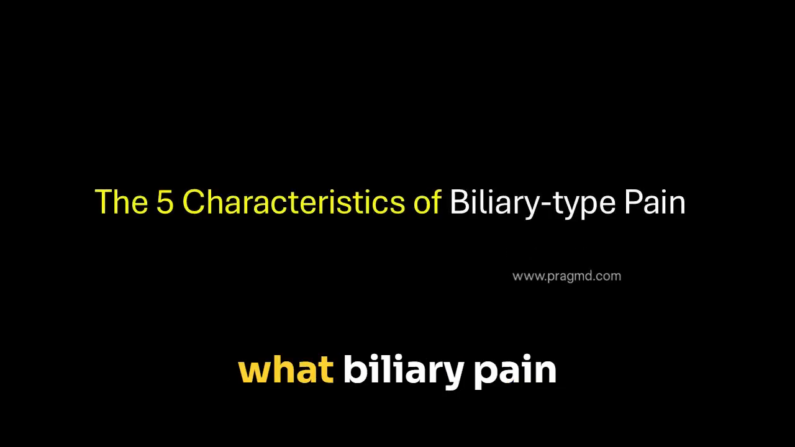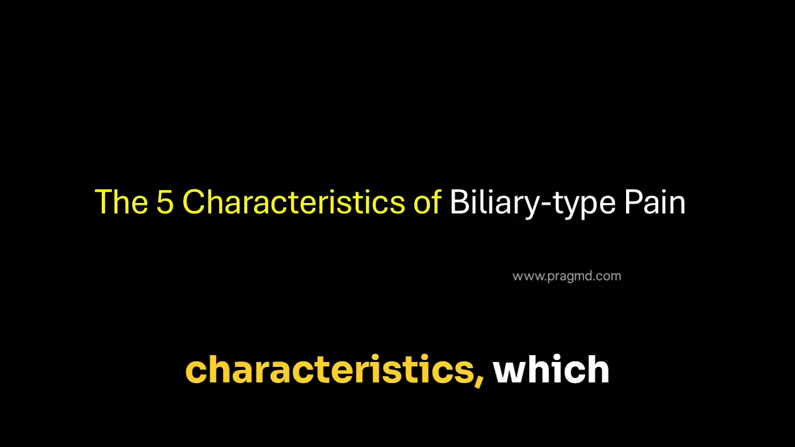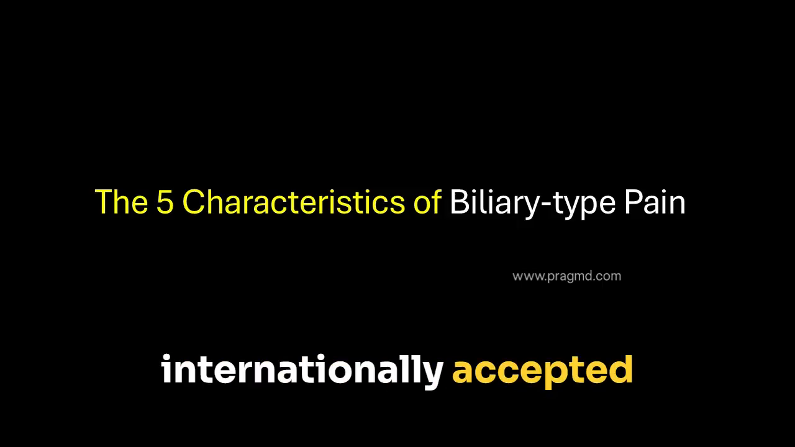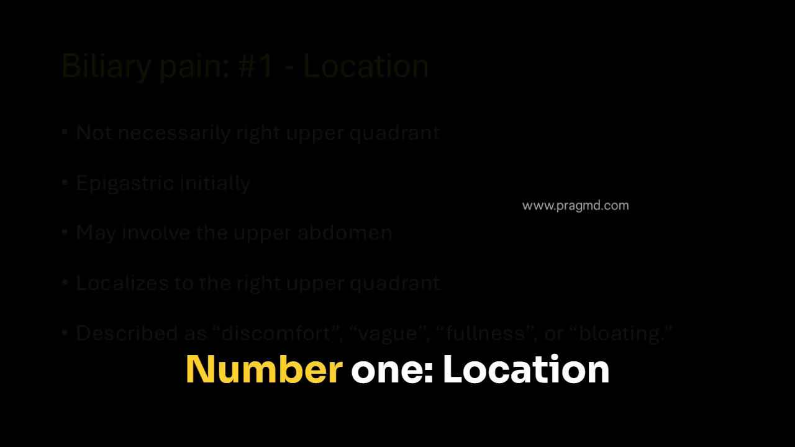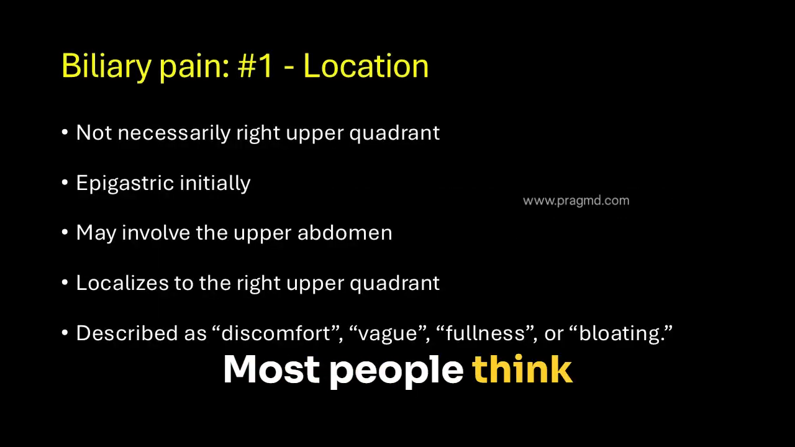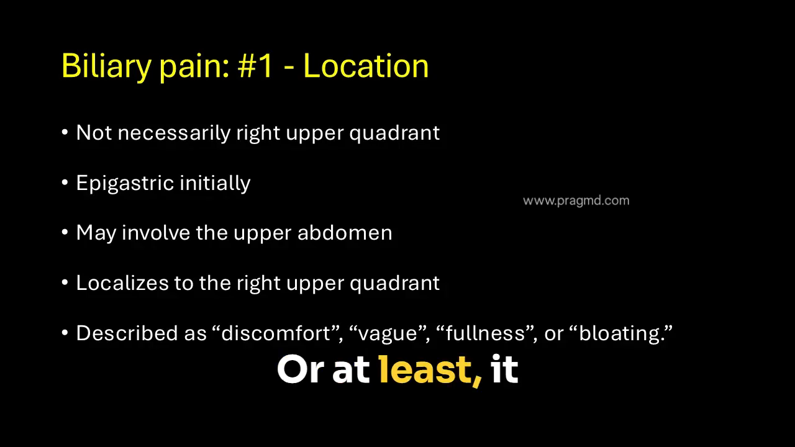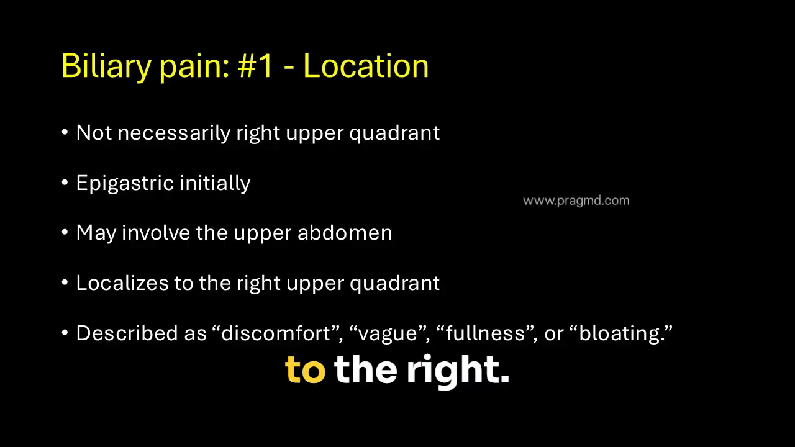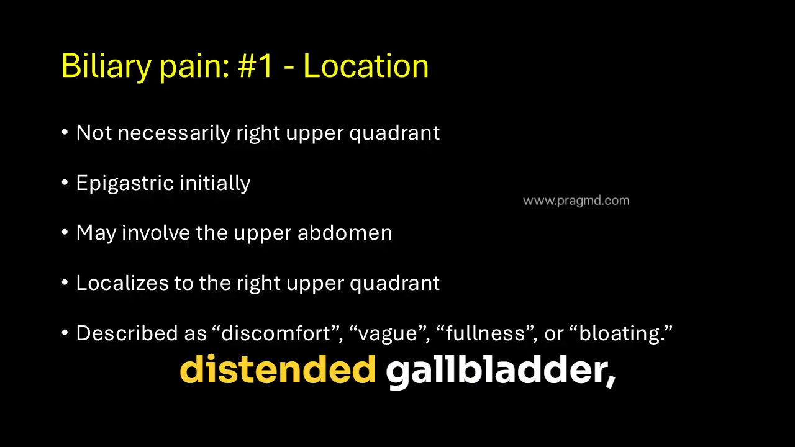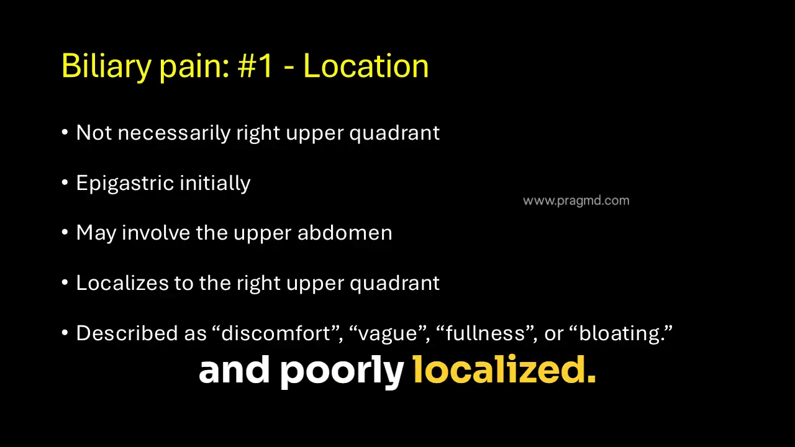So let's talk about what biliary pain actually looks like. Keep in mind these 5 characteristics, which are also augmented by internationally accepted guidelines such as the Rome 4 criteria. Number 1, location. Most people think gallbladder pain lives in the right upper quadrant. It doesn't, or at least it doesn't start there. Biliary pain is typically epigastric, upper abdomen, midline or slightly to the right.